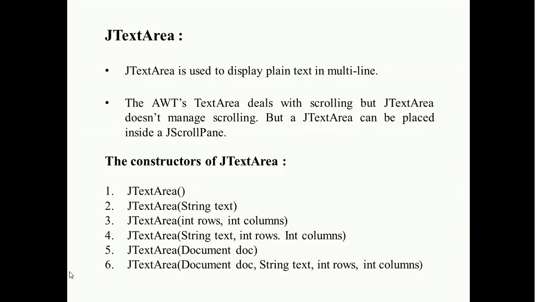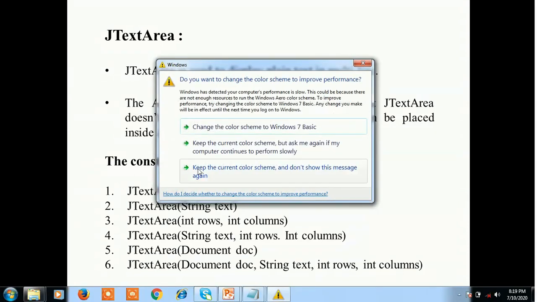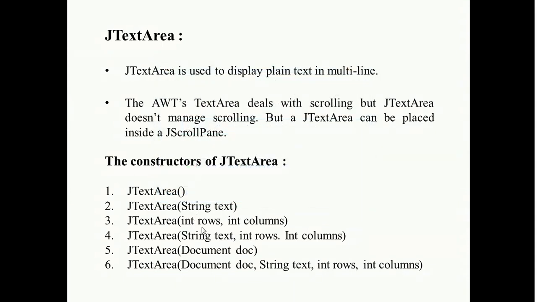The third constructor is JTextArea. The parameters are int_rows and int_column. This constructor creates a new empty JTextArea with specified number of rows and columns. Means the third constructor also creates an empty text area, but this text area is specified with number of rows and number of columns. So the third constructor has the parameters int_row, the number of rows, and int_column, the number of columns.